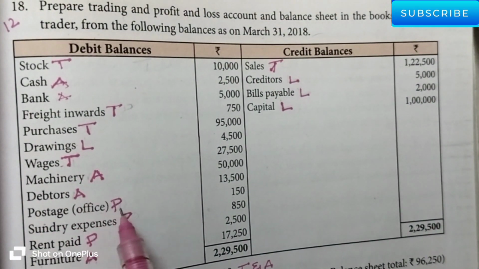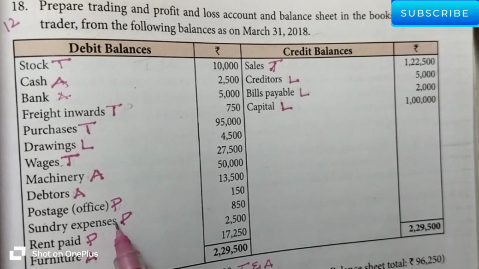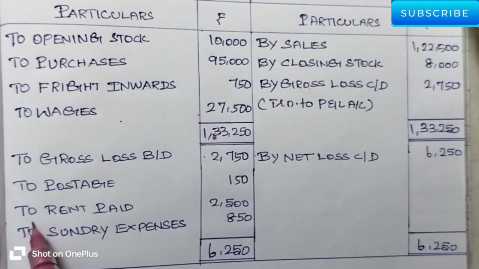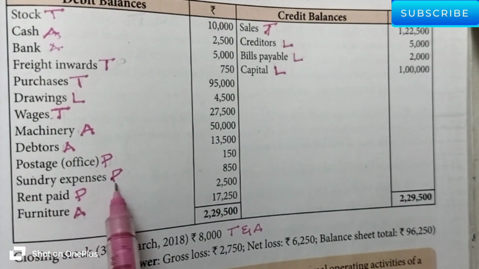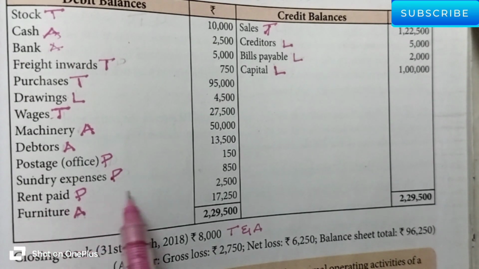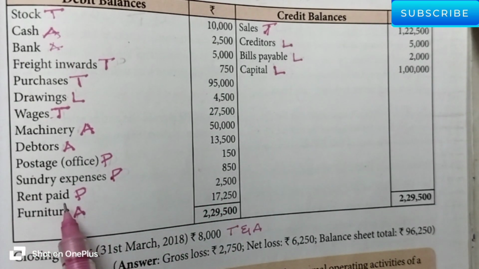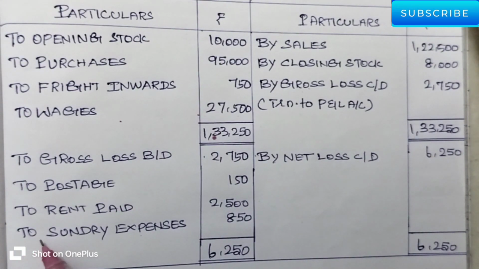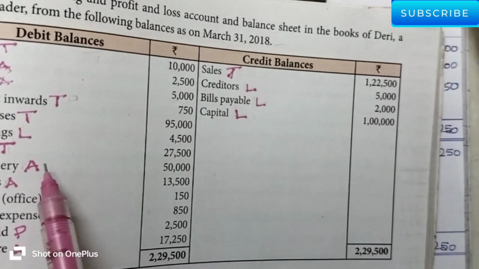Then sundry expenses, indirect expenses, it goes to profit and loss account, 850 rupees. So on debit side we have to enter to sundry expenses 850 rupees, okay. Then after sundry expenses, rent paid 2500 rupees. It's office rent paid, so it's an indirect expense, you have to enter it on debit side of the profit and loss account. So on debit side you have entered to sundry expenses, to rent paid 2500 rupees entered, okay. This side completed.